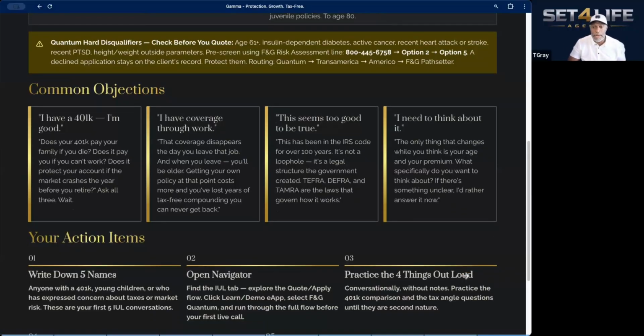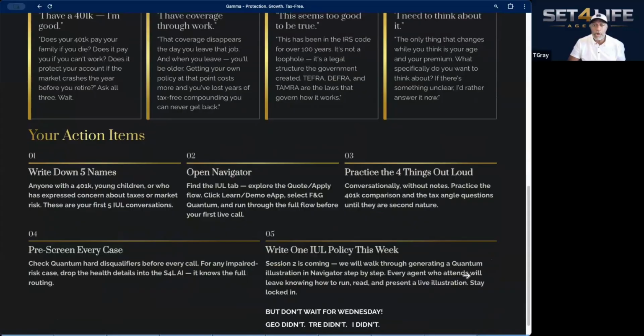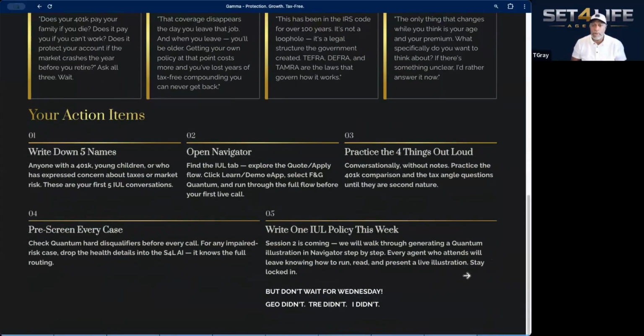So as we wrap up this training, here are your action items. Number one, hopefully you've been doing this as we go. Write down 5 names. Let's start with 5. Anybody who's got a 401k, anybody who's got young children, anybody who's expressed concern about taxes or market risk. Those are your first 5 conversations.